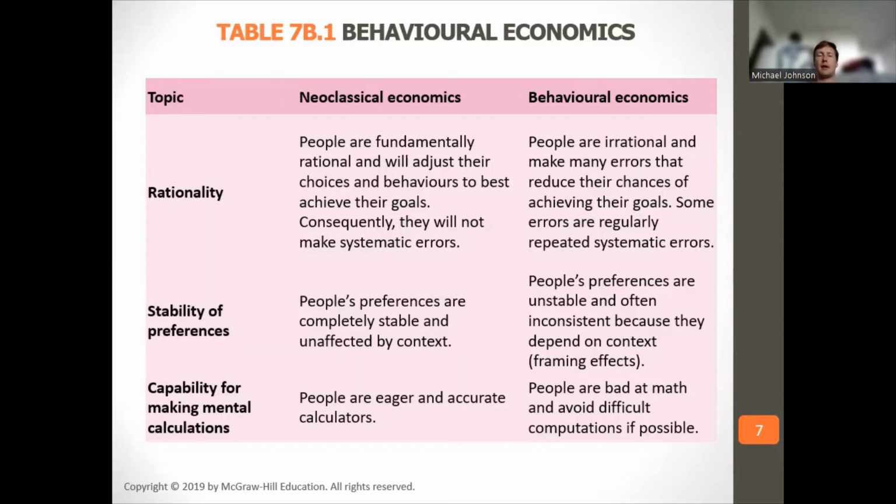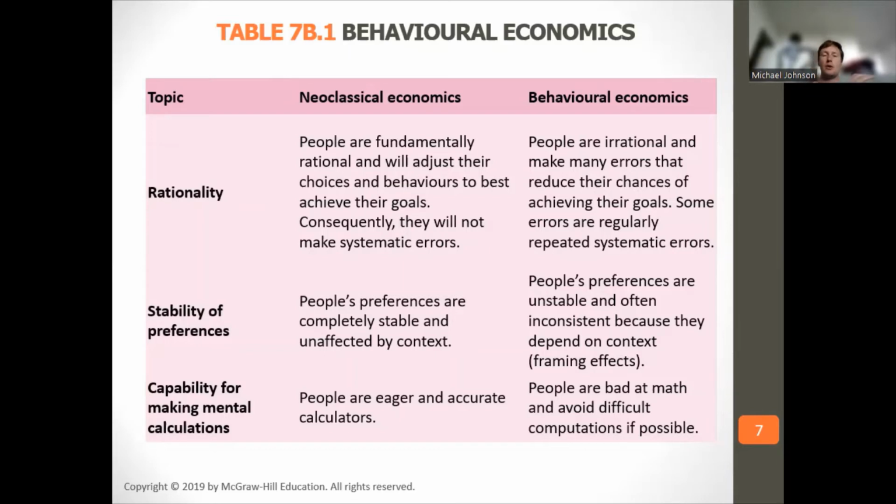So sometimes you use neoclassical economics for rationality. Some other cases use behavioral economics for rationality. And then stability of preferences. In neoclassical economics, people's preferences are completely stable and unaffected by context. That's true in a lot of cases. In behavioral economics, people's preferences are unstable and often inconsistent because they depend on context and framing effects. That's true in a lot of cases as well.